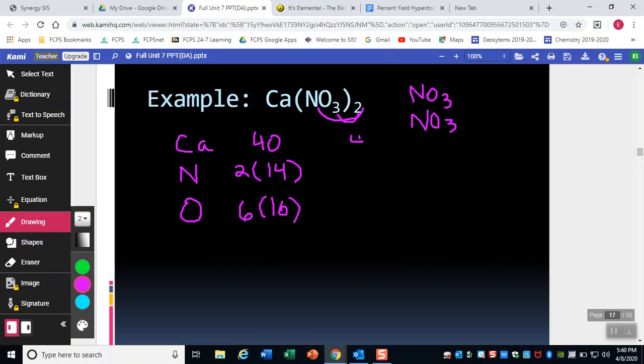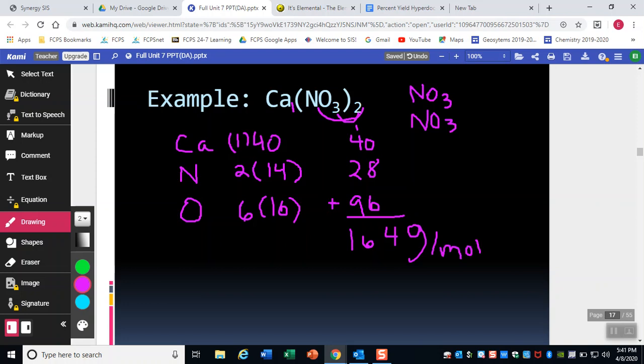So that gives me 40 times 1, because I only have 1 calcium. I have 2 times 14, which is 28. And 6 times 16 gives me 96. What I'm going to do is add them all up to get my total mass here. 40 plus 28 is 68, plus 96 gives 164 grams per mole of calcium nitrate. That's the molar mass.